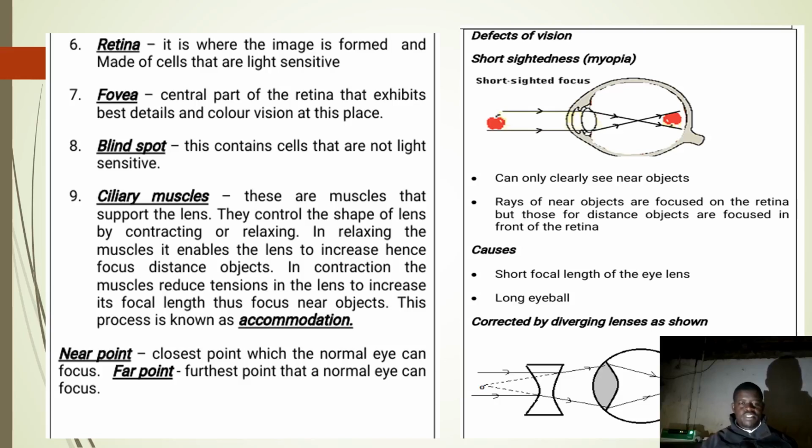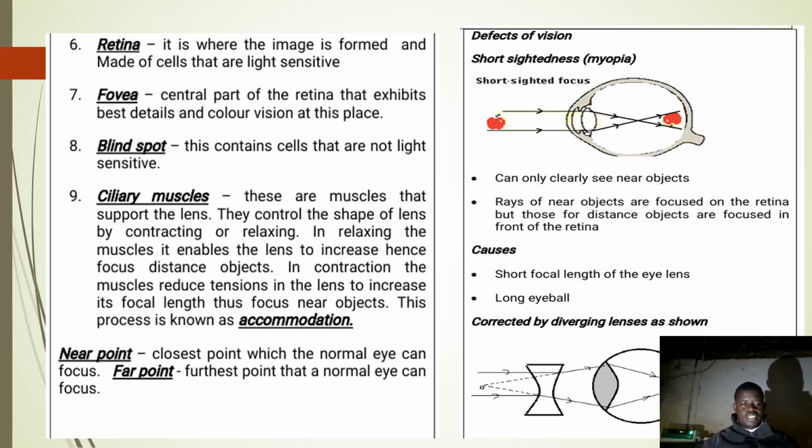Then ciliary muscles, these are just muscles that support the lens and control the shape of the lens by contracting or relaxing. So in relaxing, the muscles enable the lens to increase its focal length, hence focus distant objects. Then in contraction, the muscles increase tension in the lens to reduce its focal length, thus focus near objects. So this process is known as accommodation of the eye.